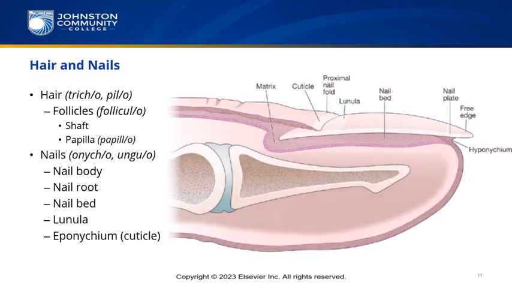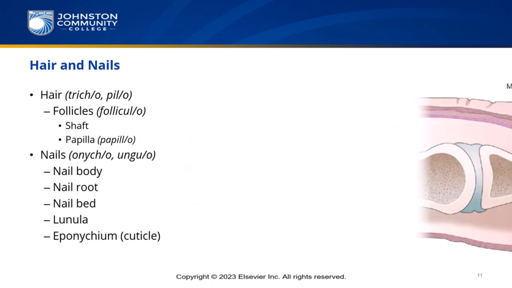So tricho and pilo, one's Latin, one's Greek, and also we have two different ones because one's used for diagnostic, whereas the other one would be used for like anatomic location. Like for nails, subungual, that's going to be anatomic location under the nail. Onychomycosis, that's nail fungus. Remember, that's for a diagnosis. So I just wanted you to be mindful of the reason why sometimes there's two different word parts.